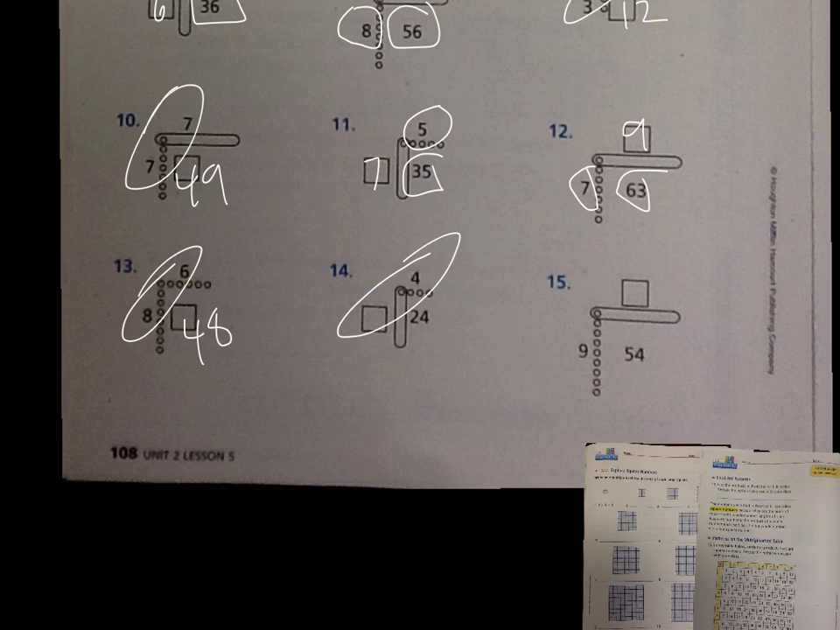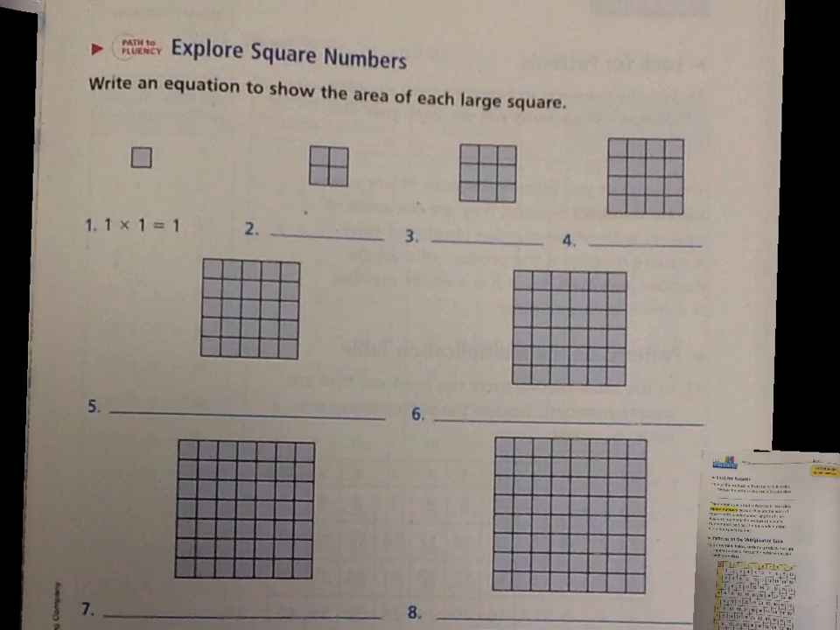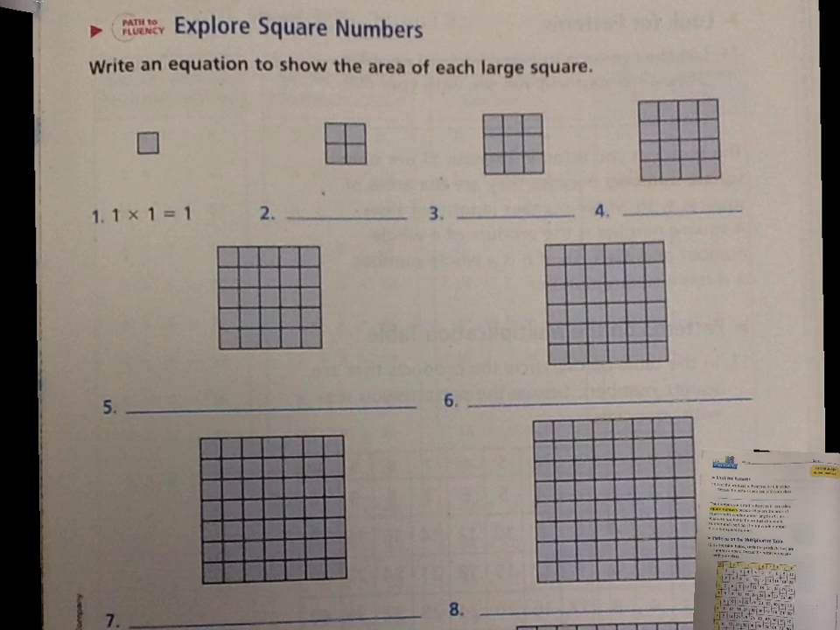Here 4 times something gives me 24. I know 24 divided by 4 is 6. Here you have 54 divided by 9. 9 times something is 54, and that's 6 also. All right, so we just quickly flew through that. I didn't find it necessary to make that a whole lesson. So I'm going to push that aside. I want you to turn to the next page, and I want you to talk about square numbers.